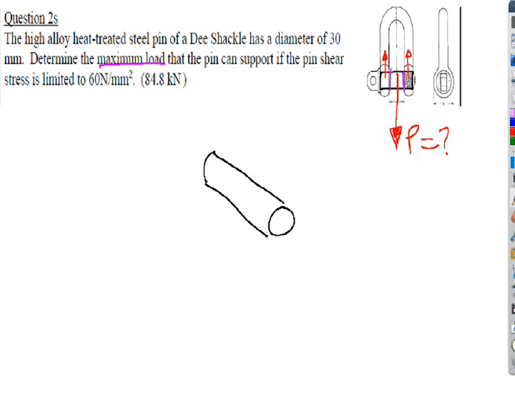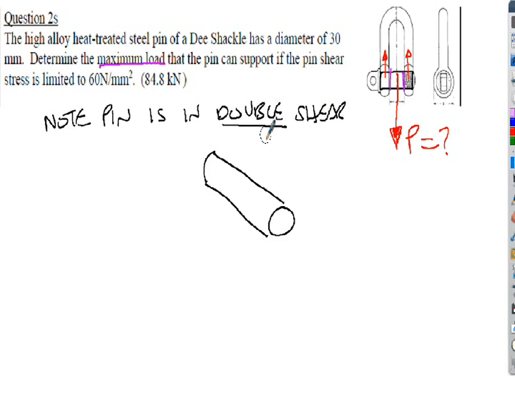So the first thing to write down is, note, the pin is in double shear. Get that from the diagram. We're given in the question the diameter of the pin. It's 30mm, so we know what the diameter is across here, and in a minute we can find the area of the pin. We're also given in the question the pin shear stress. In other words, we're given the working stress for the pin. They're allowing the pin to work up to 60 newtons per millimeter squared.